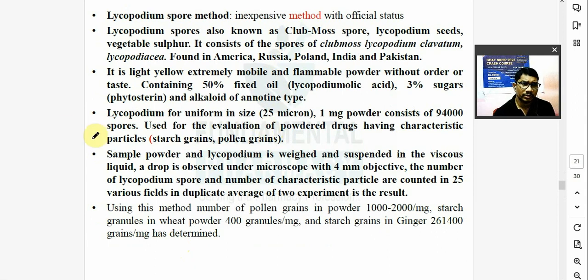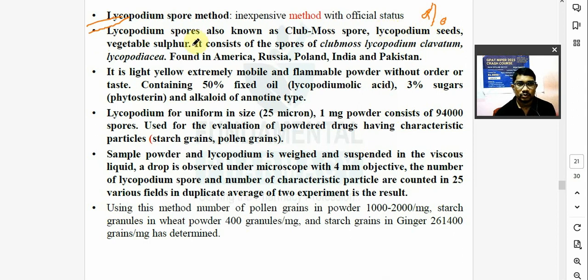It is an inexpensive method with official test status, and it is used to measure the percentage purity of a drug. The lycopodium spore method is a microscopic quantitative method for purity of a drug. This was a question in GPAT 2023. So what is the purpose of this lycopodium spore method? It is a quantitative method for measurement of percentage purity of a drug, microscopically. The question has already come in GPAT 2023.